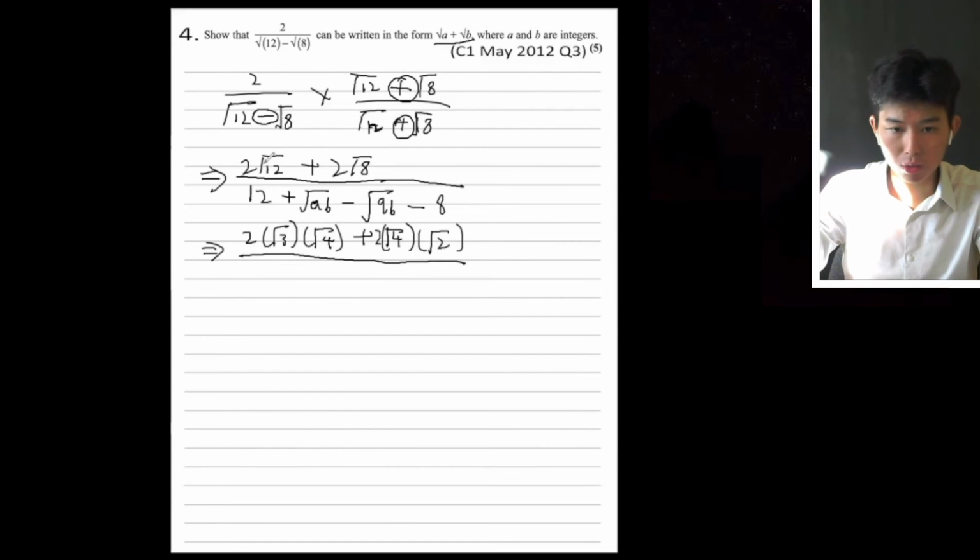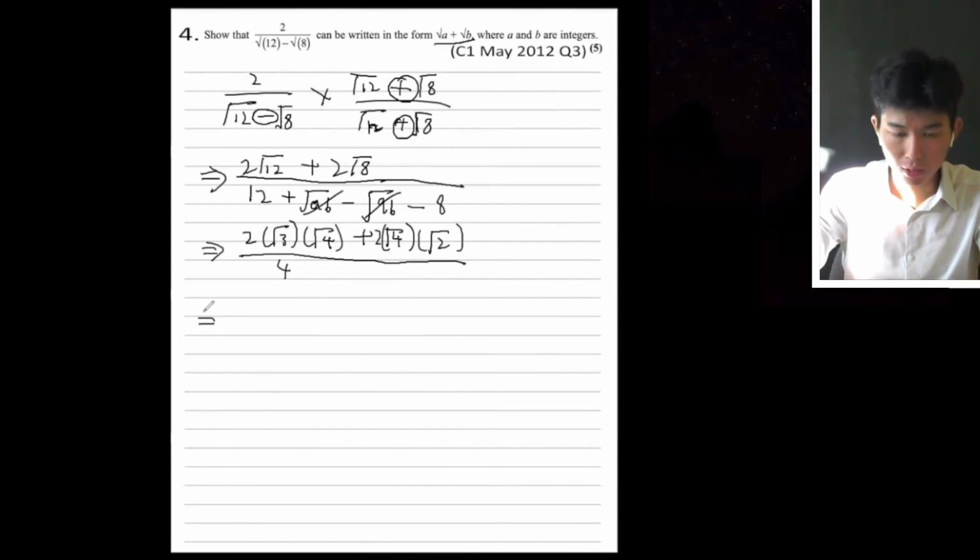The reason why I do this is because 2 root 12 cannot add 2 root 8. So we have to make it the same root value first. So we have to take out the root 4 and add the value together. 12 minus 8 would be 4. And root 96 minus root 96 will be cancelled out.